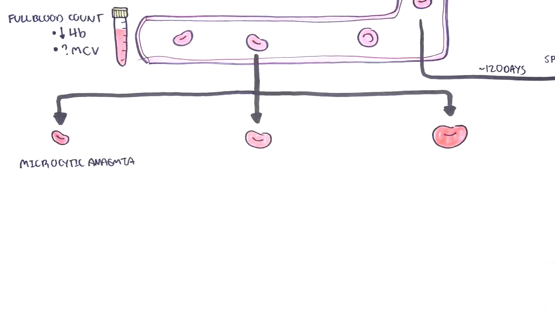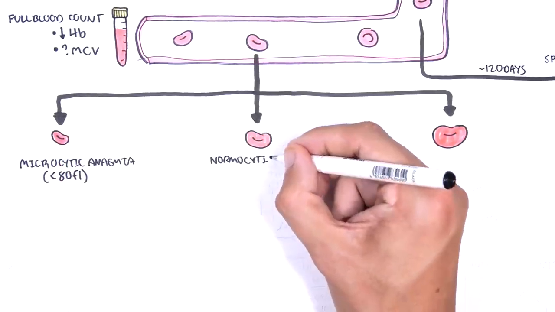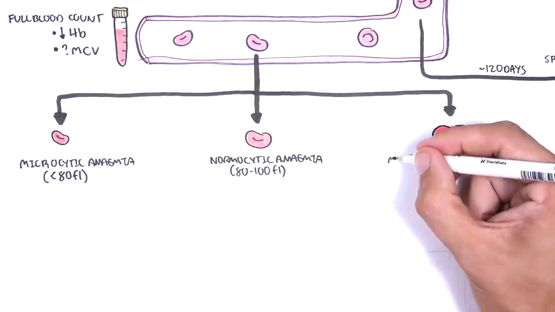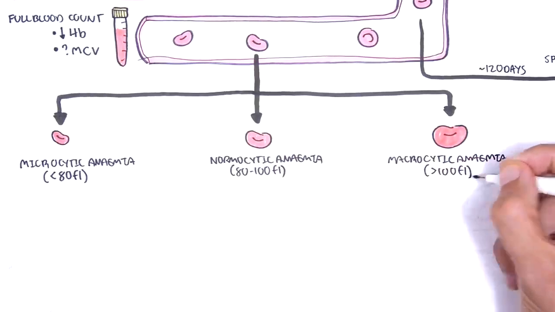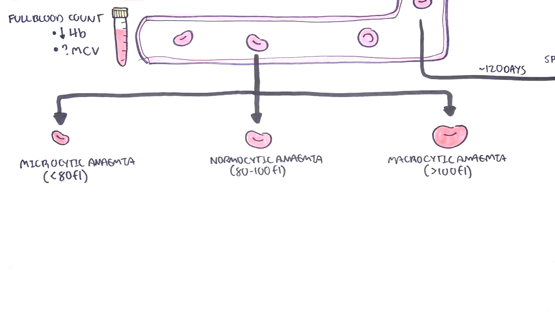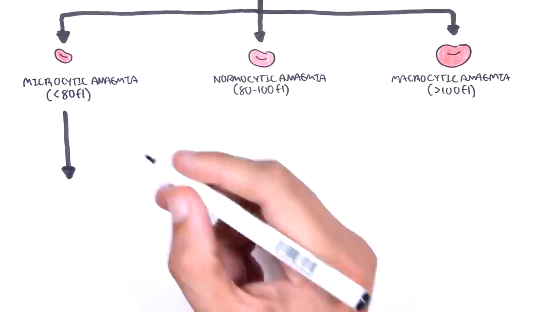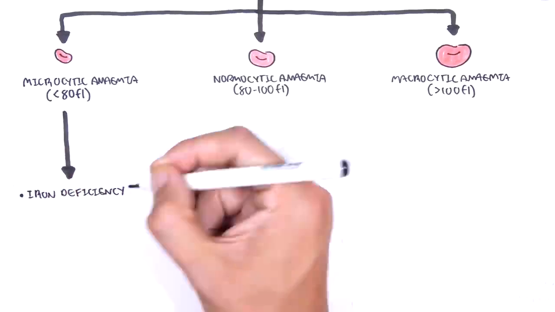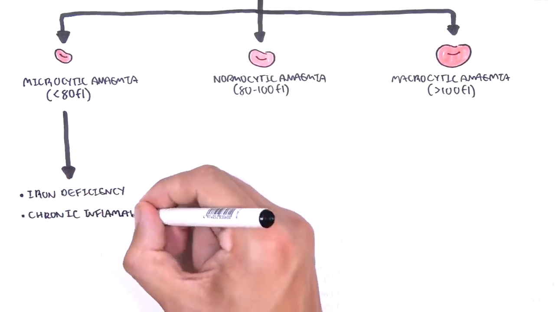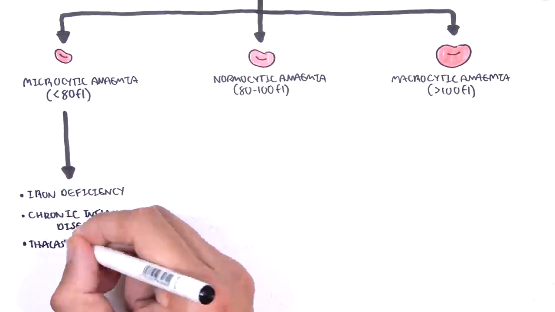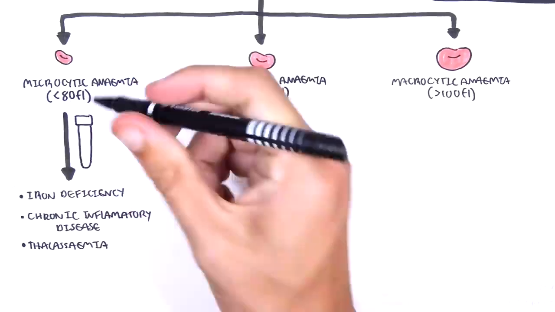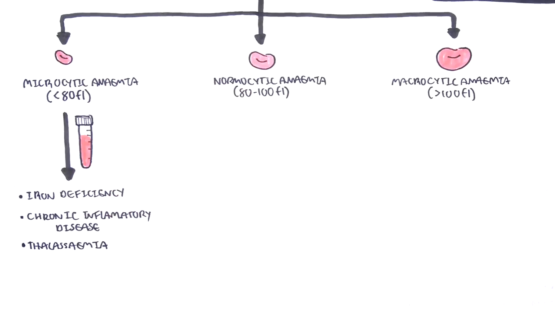You can have microcytic anemia, less than 80 femtoliters, normocytic anemia, between 80 to 100 femtoliters, and then macrocytic anemia, which is greater than 100 femtoliters. And these are essentially the sizes of the red blood cell. Causes of microcytic anemia include iron deficiency, chronic inflammatory disease, and thalassemia. Investigations that should be performed in this context include iron studies and then calculating the Mentzer index, which is helpful in differentiating iron deficiency anemia from beta thalassemia.